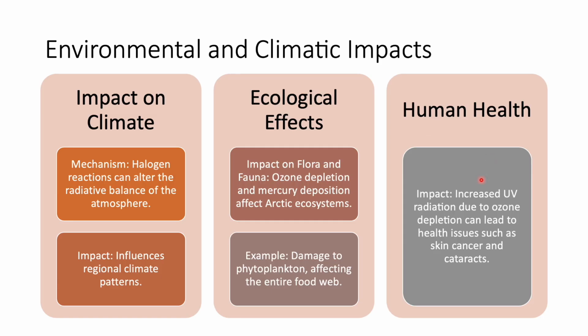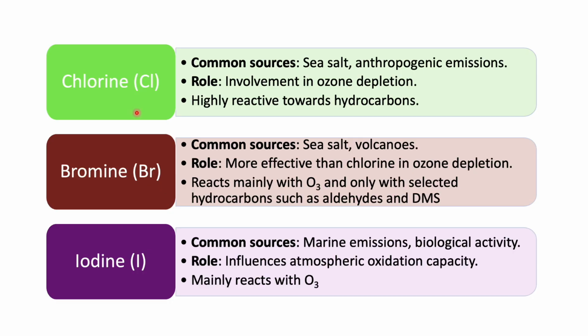And human health: increased UV radiation due to ozone depletion can lead to health issues such as skin cancer and cataract. So the three major halogens we will be focusing on are chlorine, bromine, and iodine.